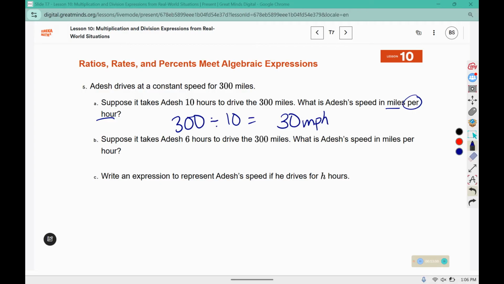Suppose it takes Adash 6 hours to drive 300 miles. What is his speed in, again, miles per hour? So we're starting with the miles and dividing it by the hours. Well, 30 divided by 6 is 5, so 300 divided by 6 would be 50.